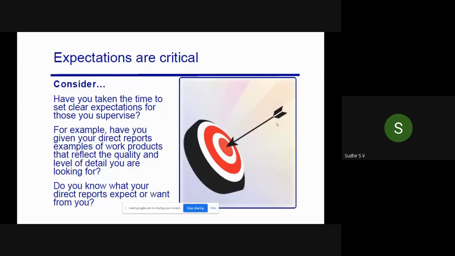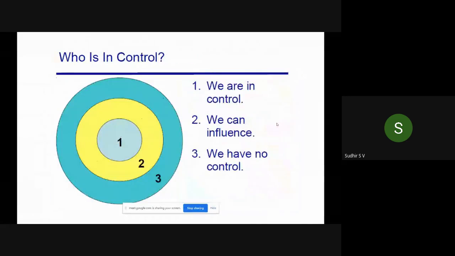Expectations are critical. So you have to take time to set expectations because that is the key to the entire performance management system. You setting the proper expectations. It has to follow the SMART objectives: specific, measurable, actionable, relevant, time bound. You have to do a checklist and say, "Oh, I've covered all these boxes." So the objective is very clear. So this is what you mean by expectations.